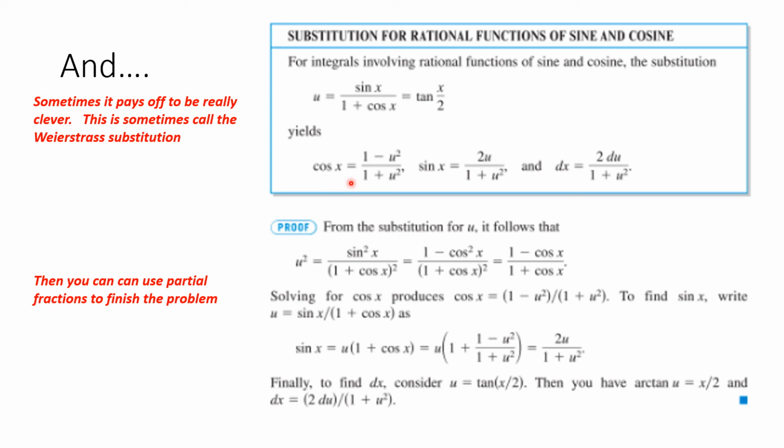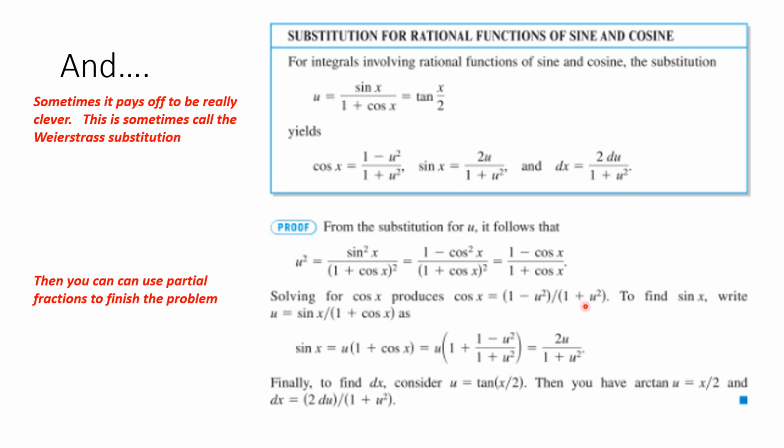The cosine is going to be replaced by 1 minus u squared over 1 plus u squared. The sine of x is going to be equal to 2u over 1 plus u squared, and dx is going to be substituted by 2 du over 1 plus u squared.